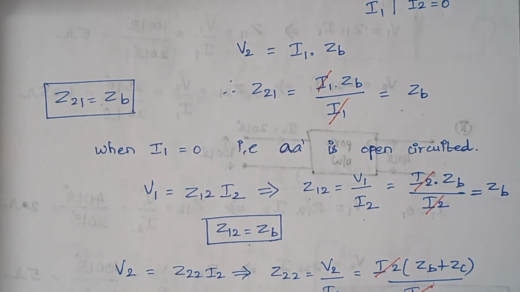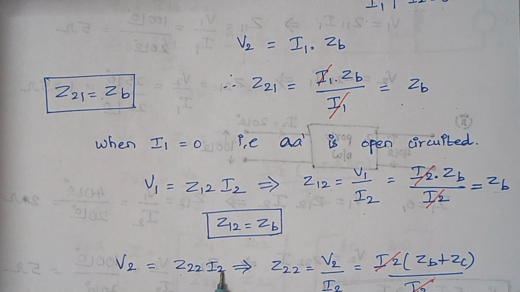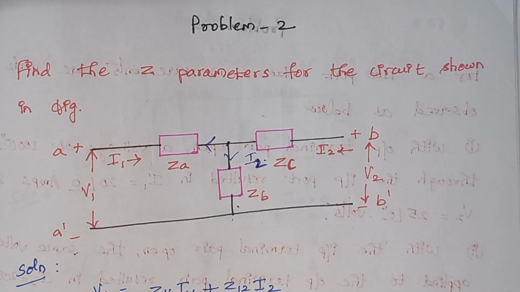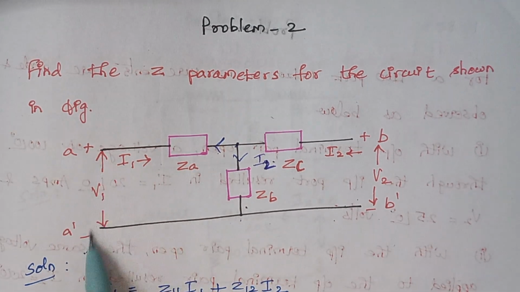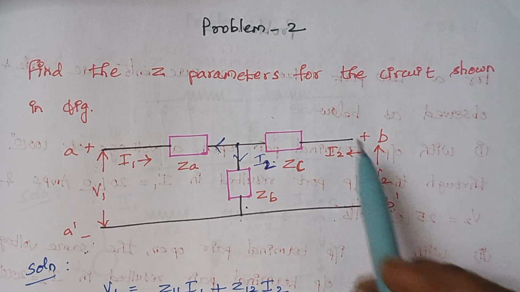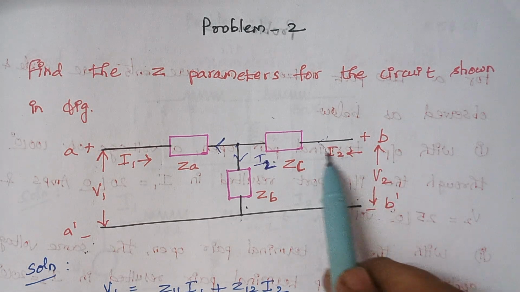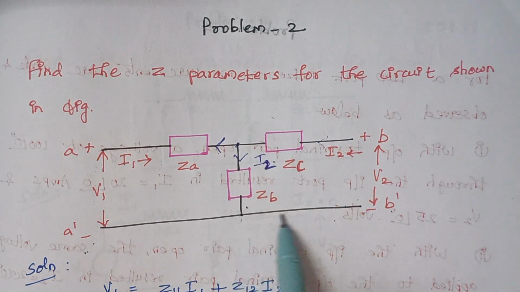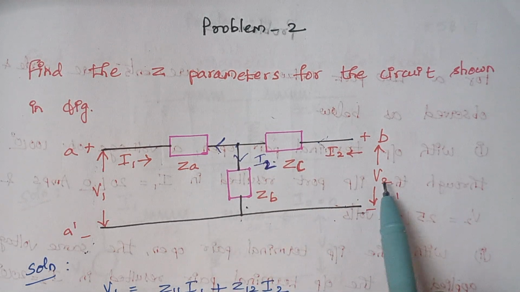So here V2 is equal to Z22 I2. Therefore Z22 is nothing but V2 by I2. Now we are going to calculate the value of V2. So we need V2. Now this side is open circuited. So how to find V2 here? Here flows the current I2, and again as I said the current will flow in this way. So what is the value of V2?